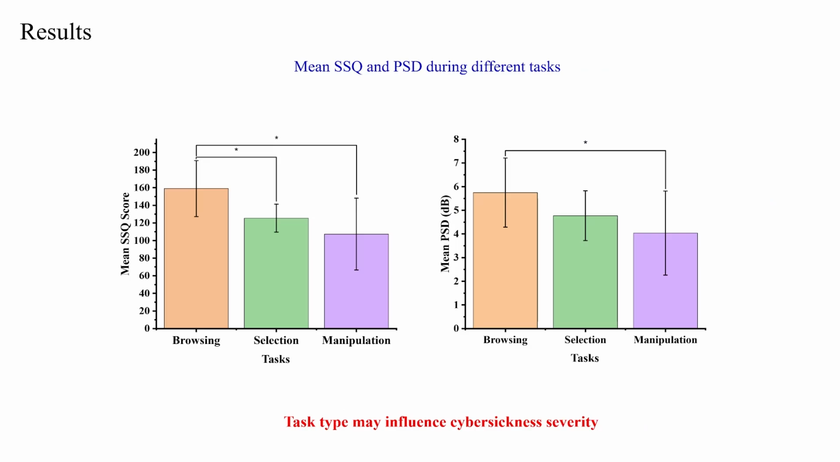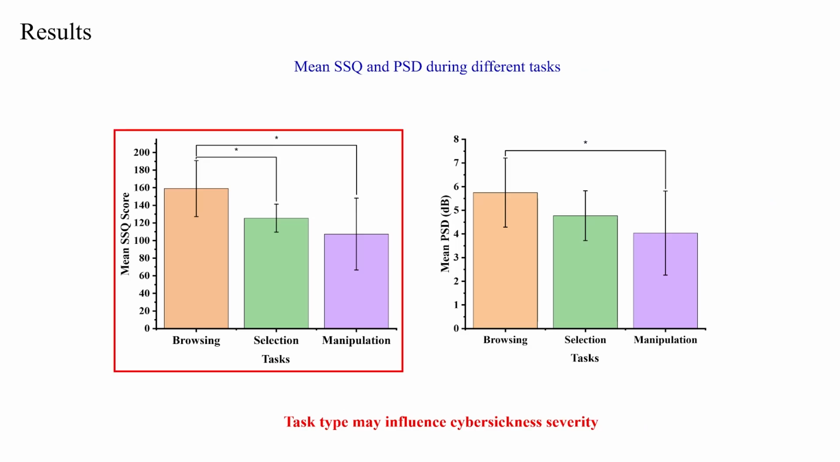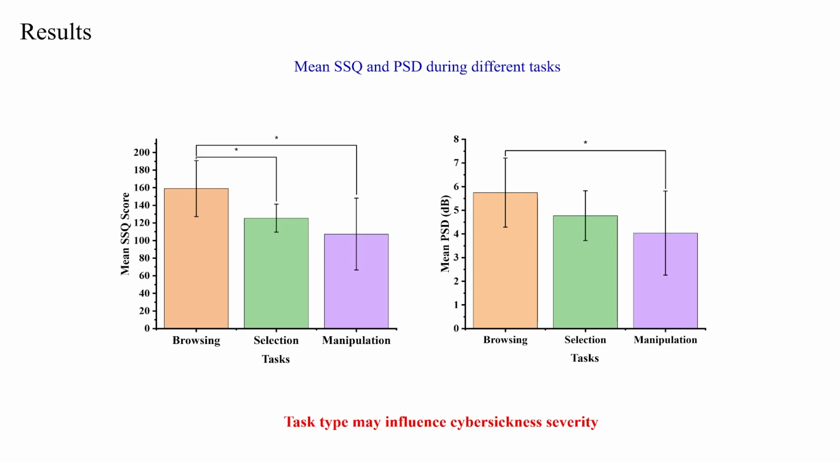We examined how task types affect cybersickness severity using the SSQ and alpha band PSD. The results are shown in the figures. We found a significant main effect, with browsing tasks inducing the most severe cybersickness, followed by selection and manipulation tasks. These results suggest that task type may influence cybersickness severity, with the browsing task associated with higher symptom scores compared to the other tasks.